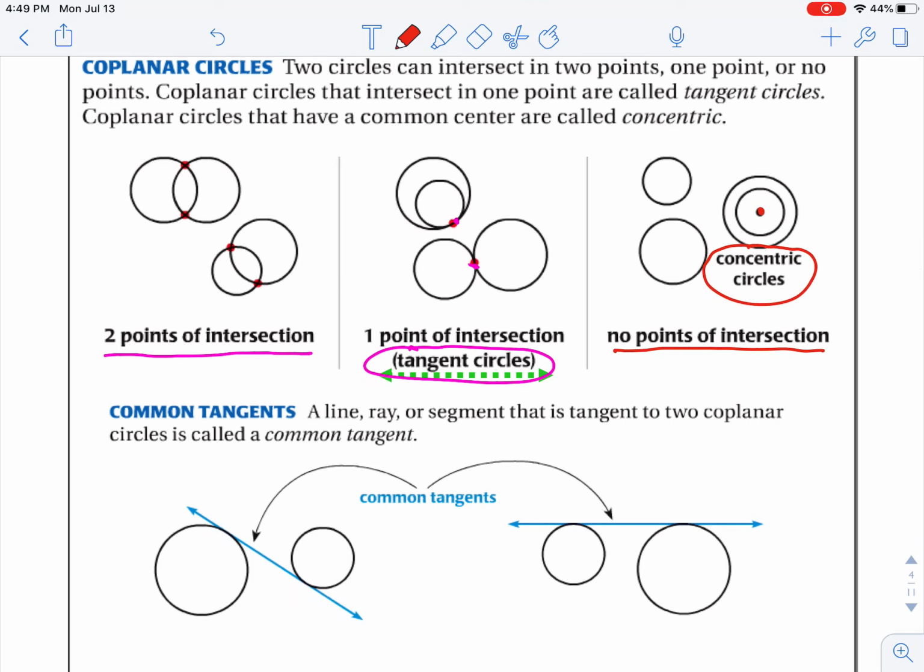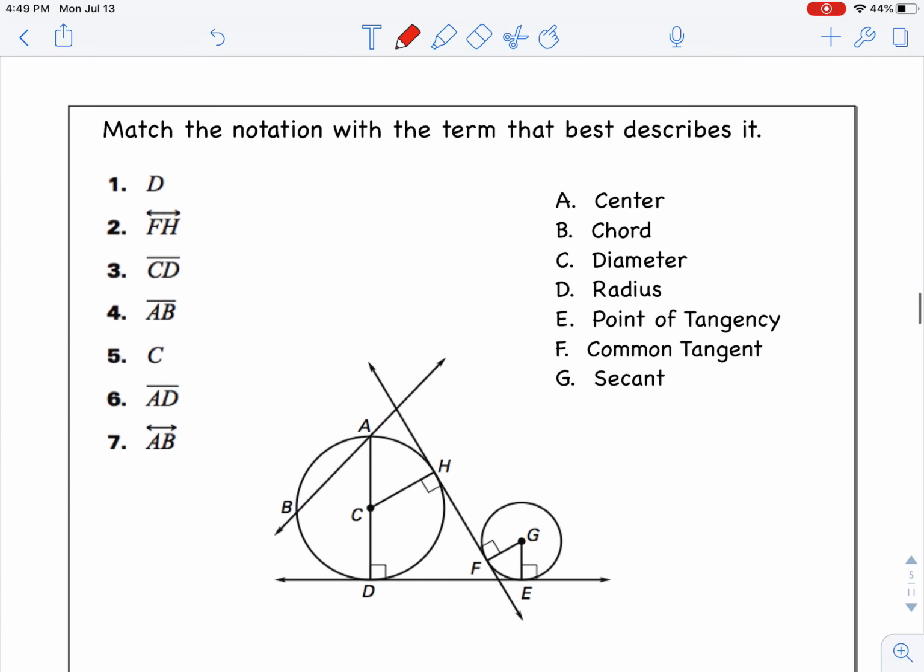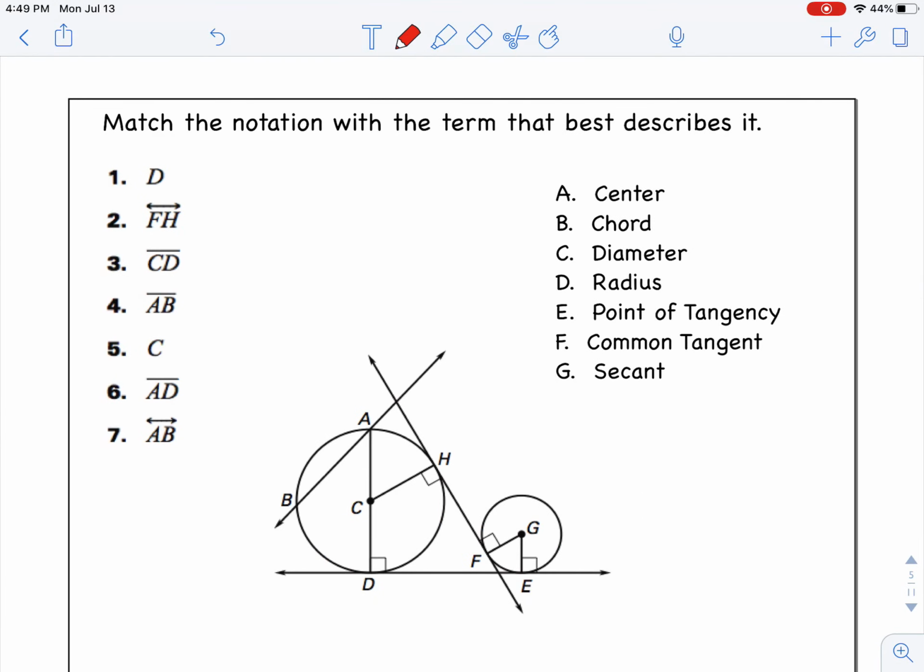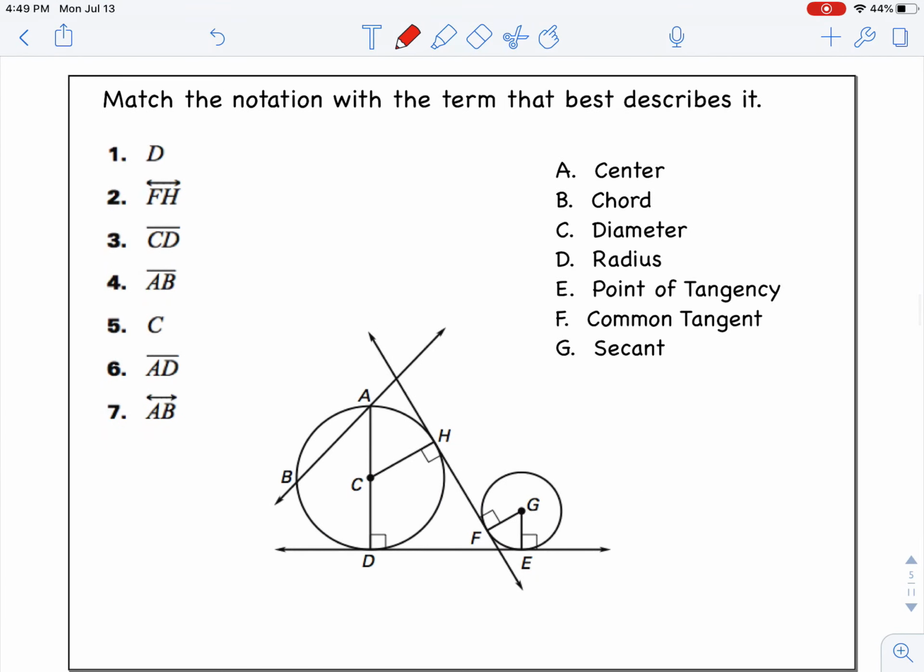So we're going to talk about something called a common tangent. A common tangent is a line, ray, or segment that is tangent to 2 coplanar circles. That is called a common tangent. So here are some examples of common tangents and what they could look like. So let's see if you can match the terminology here. Take a minute to see if you can match up as many of these terms in the vocabulary with an example from the picture.